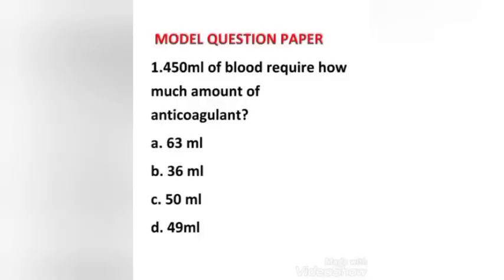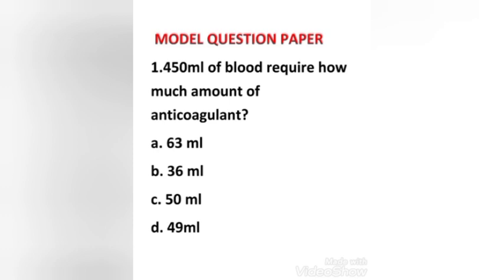450 ml of blood require how much amount of anticoagulant? 63 ml, 36 ml, 50 ml, 49 ml. Here the right answer is option A, 63 ml. 450 ml of blood require 63 ml of anticoagulant.